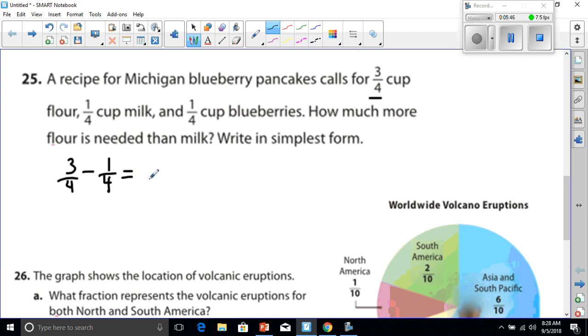Since both of them have 4 as a denominator, 4 will stay our denominator, and 3 minus 1 equals 2, leaving us 2 over 4. The numerator and denominator can be reduced by dividing by 2, which gives us 1/2. In simplest form, we have 1/2 cup more. And that will be our answer.